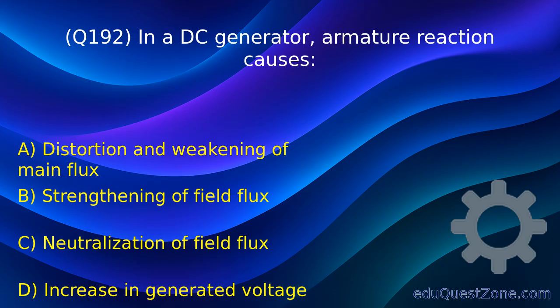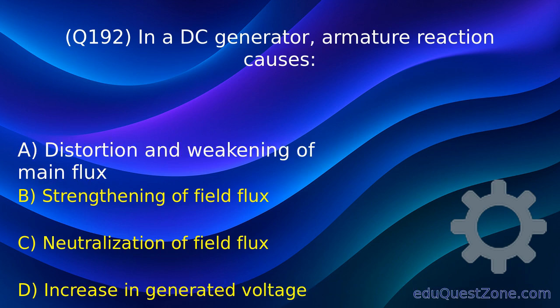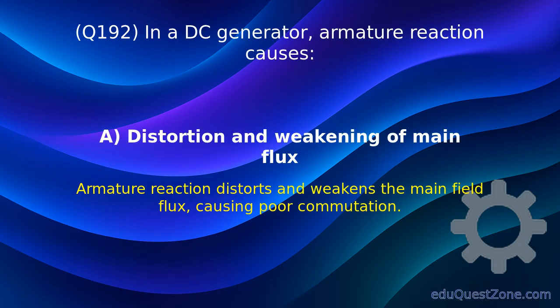Question 192. In a DC generator, armature reaction causes... Option A, distortion and weakening of main flux. Armature reaction distorts and weakens the main field flux.